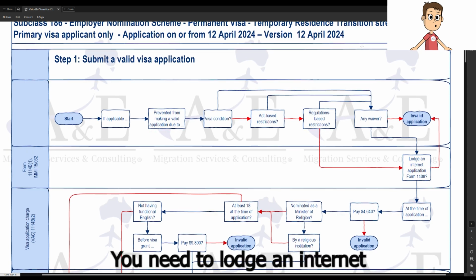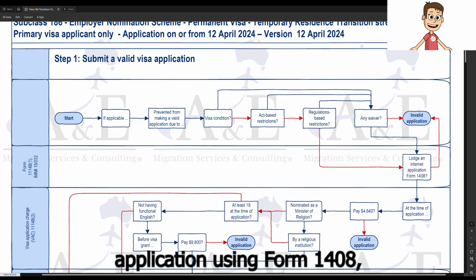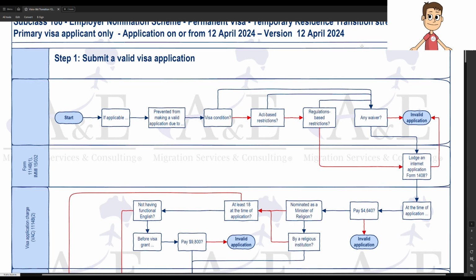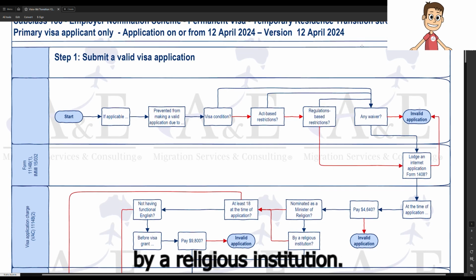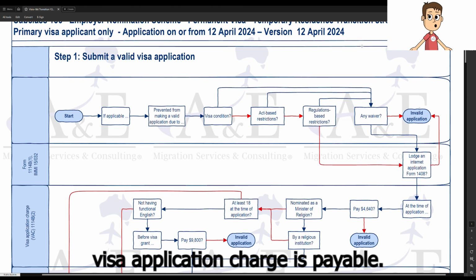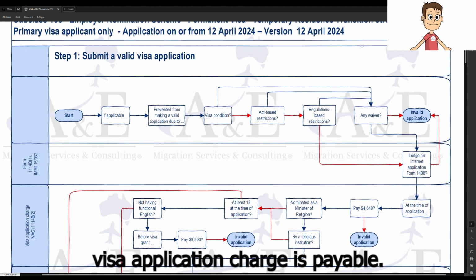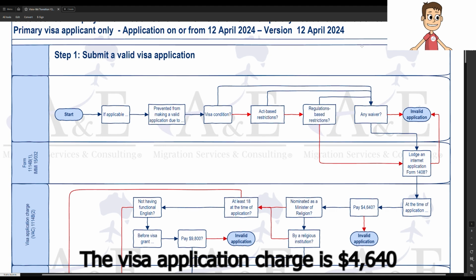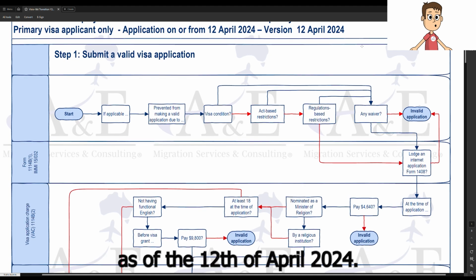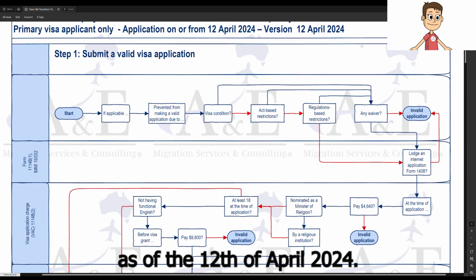You need to lodge an internet application using Form 1408. Unless you are nominated as a minister of religion by a religious institution, visa application charge is payable. The visa application charge is $4,640 as of the 12th of April 2024.